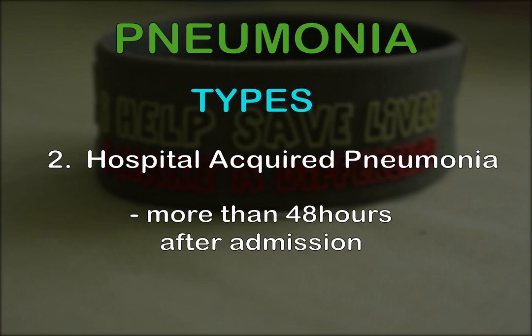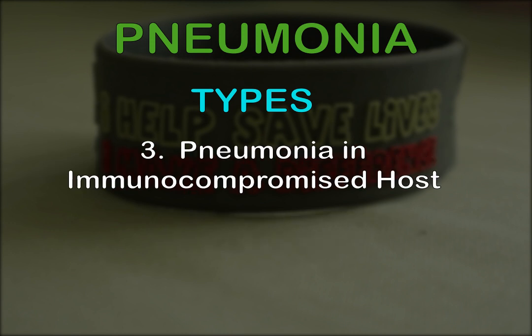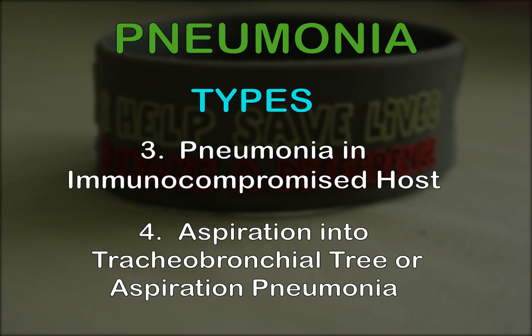It is the most fatal nosocomial infection. That's why it is the leading cause of death. Number 3, pneumonia in immunocompromised hosts. This is caused by an opportunistic organism due to the decreased level of immune system of a person. Number 4, aspiration into tracheobronchial tree or aspiration pneumonia. This happens when aspiration of foreign substance goes into the lungs.